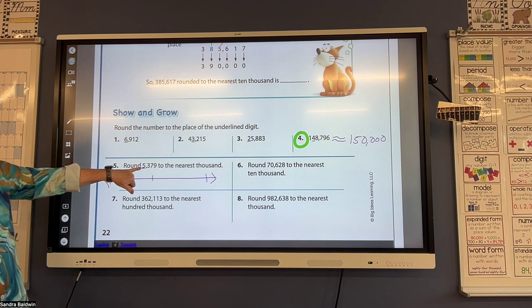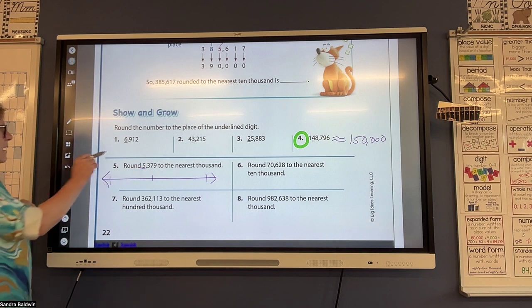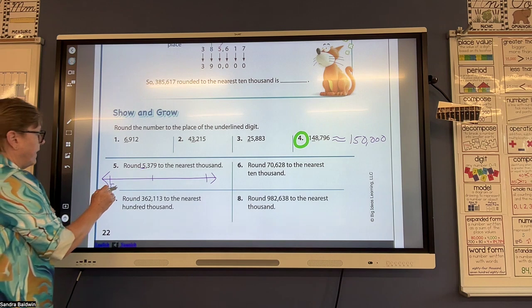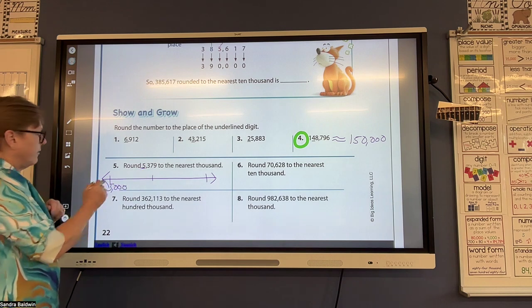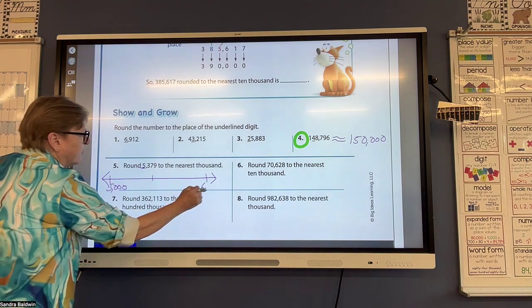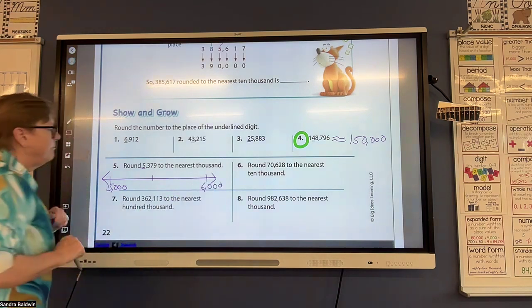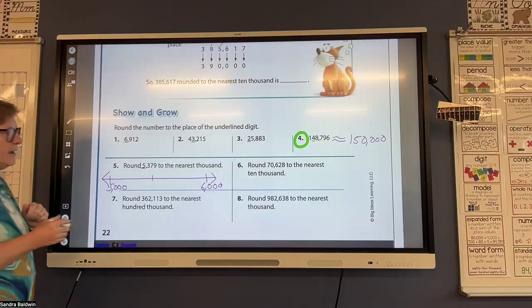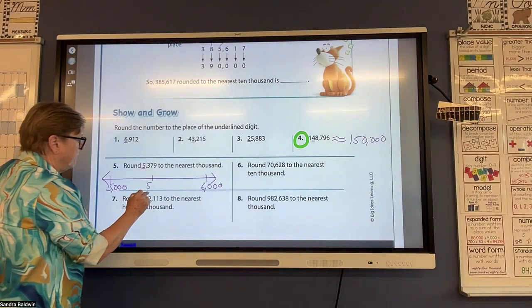So I'm going to look at the digit that is indicated, 5. It says 1,000. So 5,000. It's going to be between 5,000 and one more thousand, which is 6,000. Halfway between 5,000 and 6,000 is 5,500.